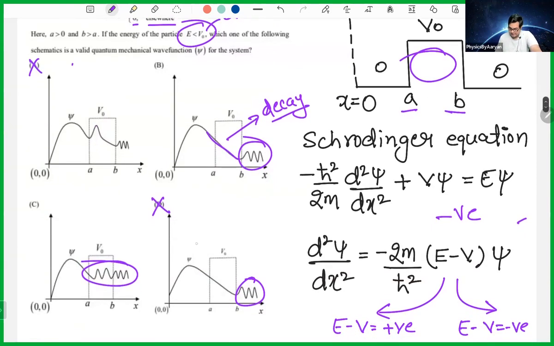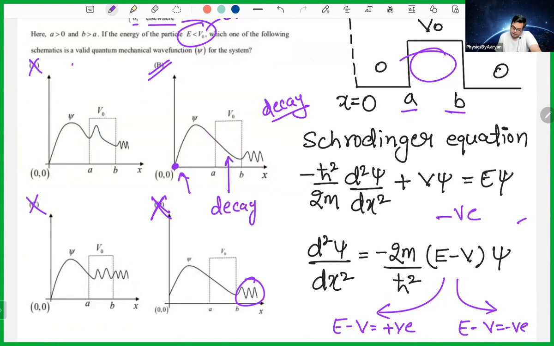Okay, this is anyway gone. And here also this is wrong, because you see here you don't have a decaying solution. Here you have an oscillating solution. So this is also wrong. So the only option which is correct is this B. Why? Because you see here you have a perfect decaying solution. Your wave function is 0 at 0, and once you cross this, you have an oscillating solution.